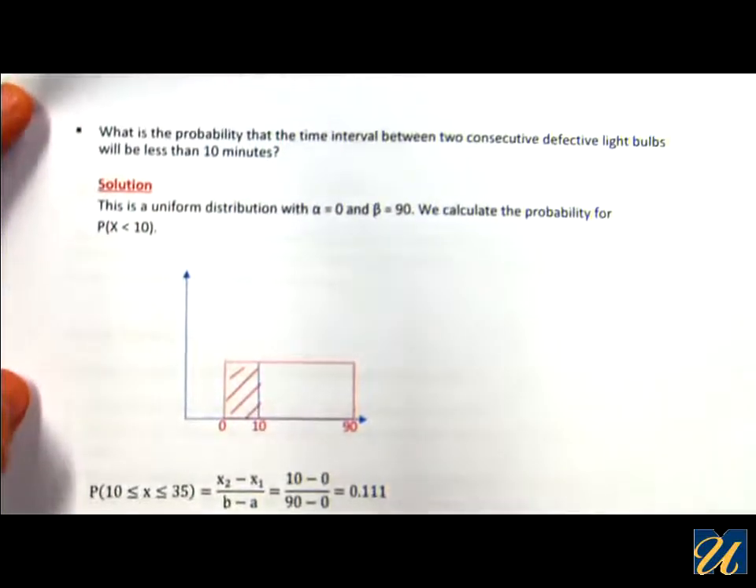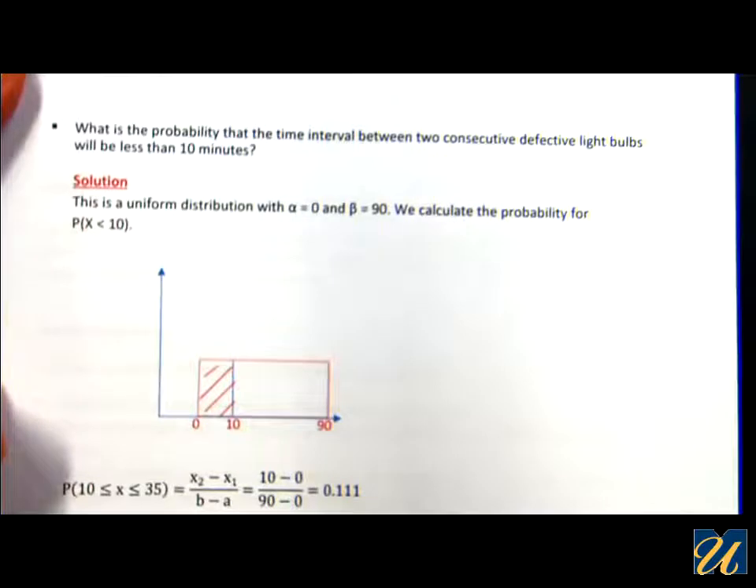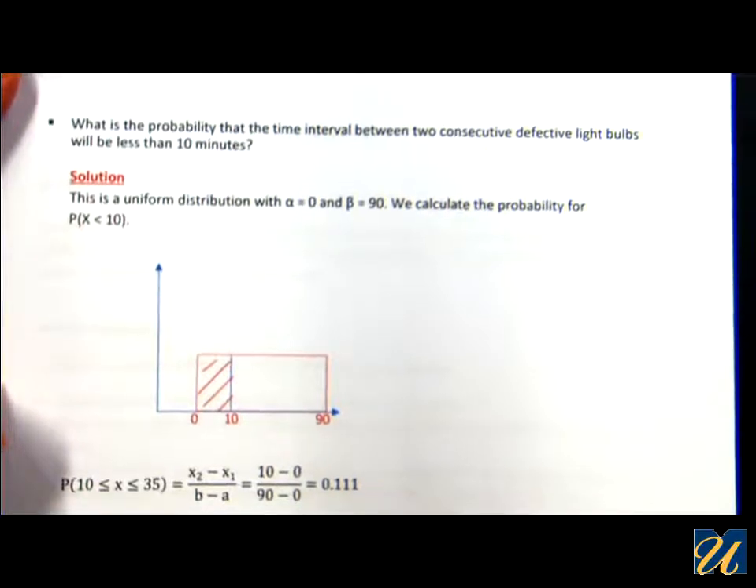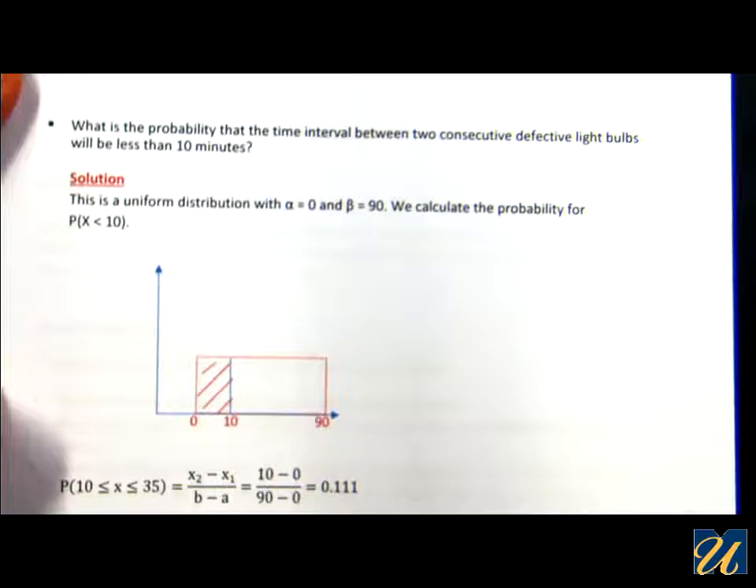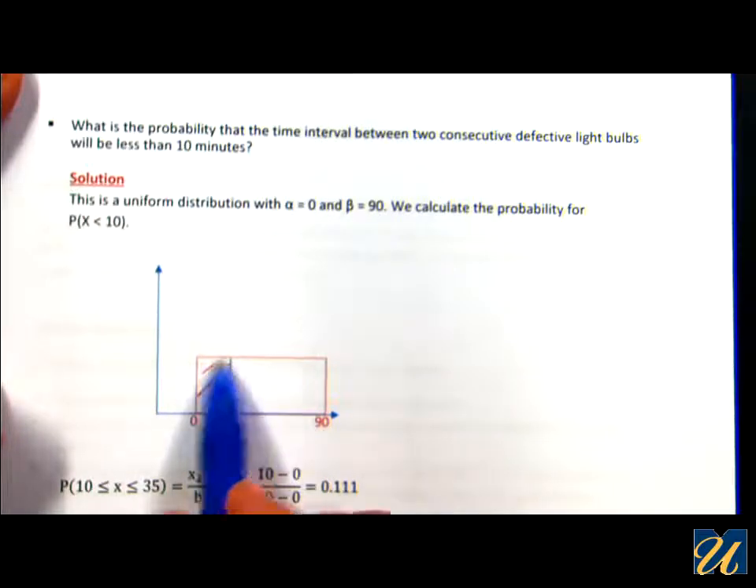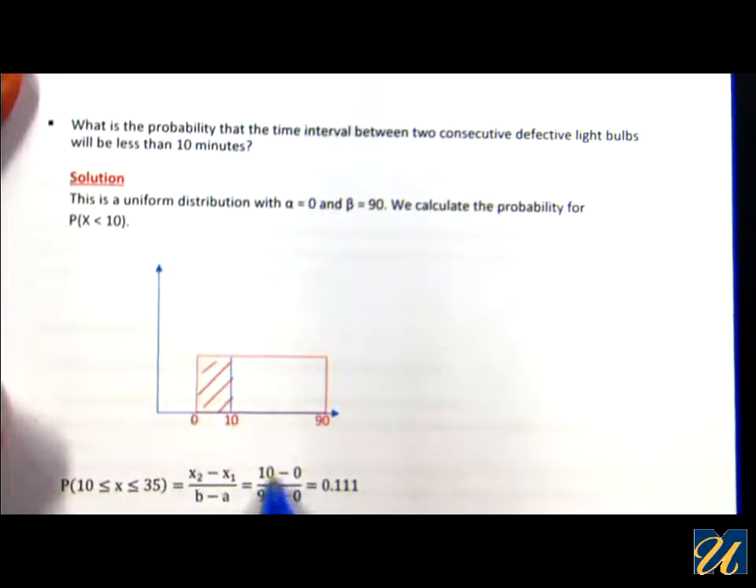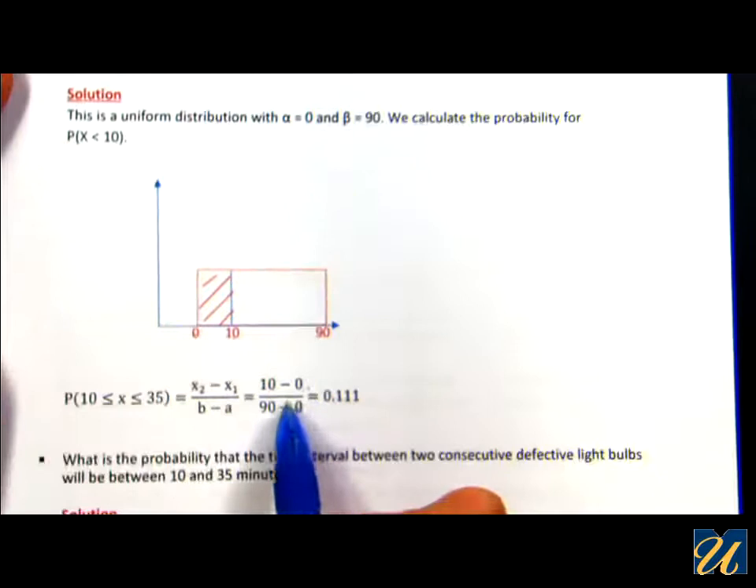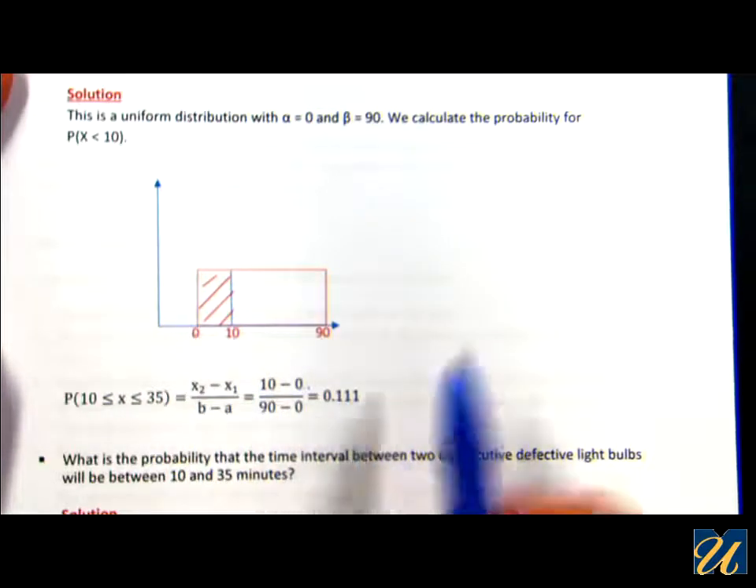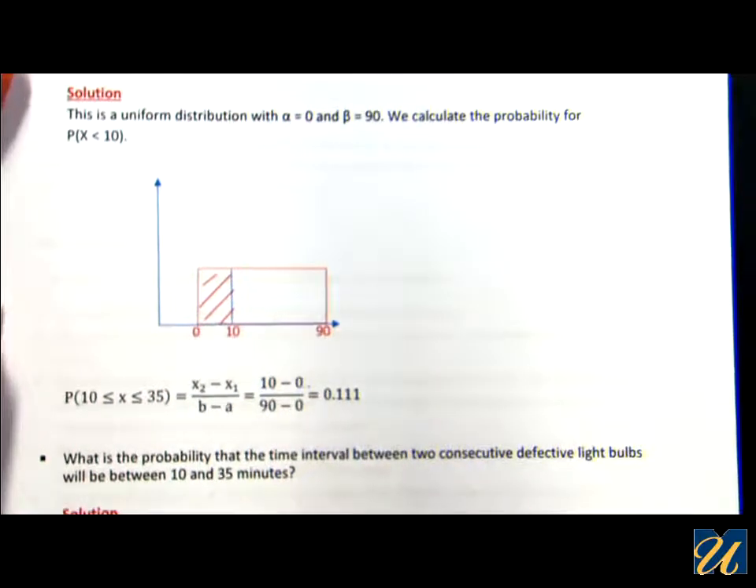Let's look at this example. What is the probability that the time interval between two consecutive defective light bulbs will be less than 10 minutes? This is a uniform distribution with a equal 0, b equal 90. We want to calculate the probability where x is less than 10. 10, let's say, is here. Less than 10, I'm looking for basically the area between 0 and 10. So we will do 10 minus 0 over 90 minus 0. So that's going to be 0.111.